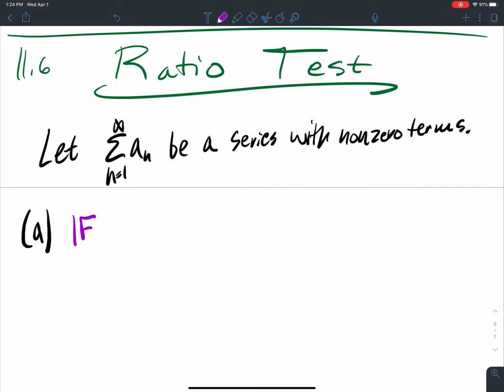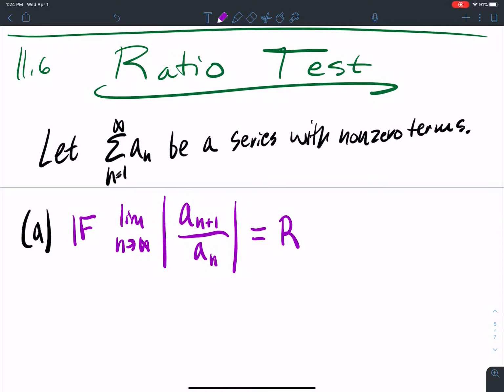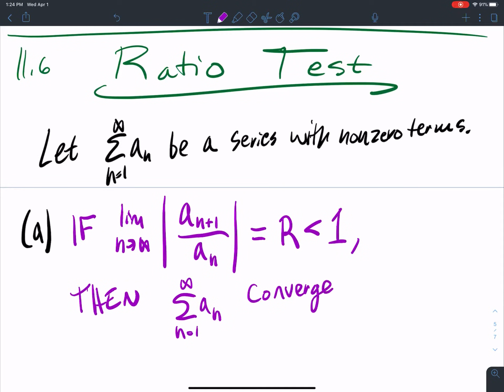Okay, so number one, or A: if the limit as n goes to infinity of the absolute value of the ratio of the n plus first term over the nth term is equal to the number r, and that number is less than 1, then the series n equal 1 to infinity of a sub n converges, and it doesn't just converge, it converges absolutely. So this is the best way to prove absolute convergence in my opinion.